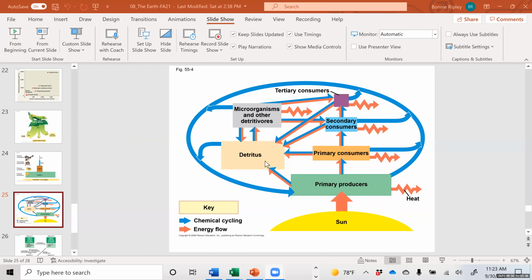Make sure you are seeing my screen. Okay, looks like that's working.